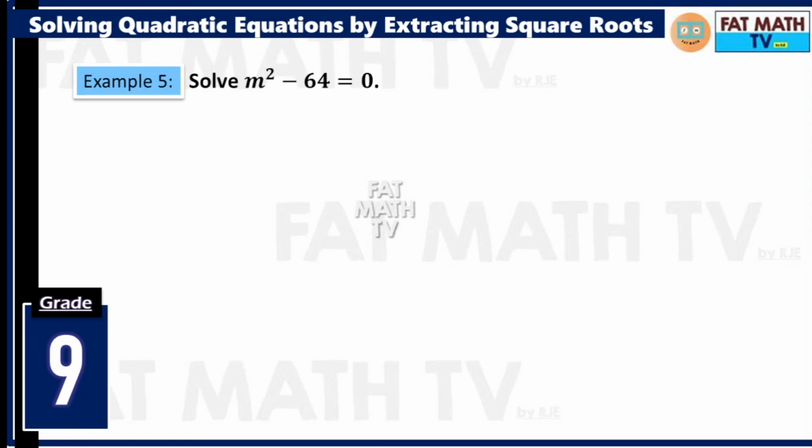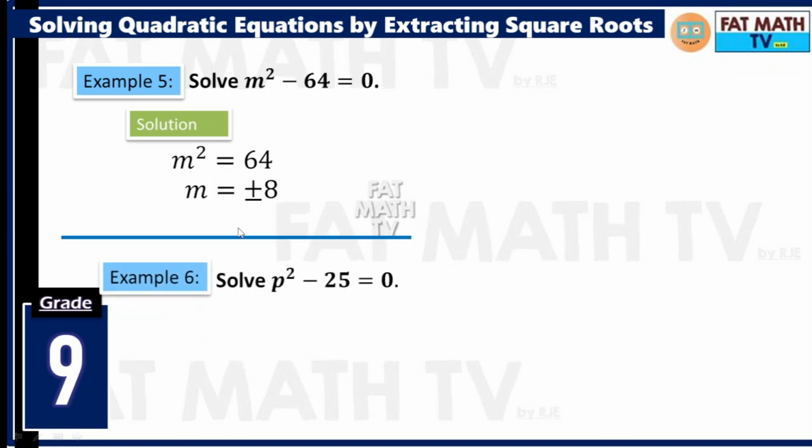Another example, example number 5, solve m² - 64 = 0. Since we are solving by extracting the square root, we have to put the constant term to the right side of the equation. So you will have m² = 64, because the negative 64 moves to the right as positive 64. Take the square root of both sides, m is equal to positive or negative 8. The square root of 64 is positive or negative 8, so we have two answers.